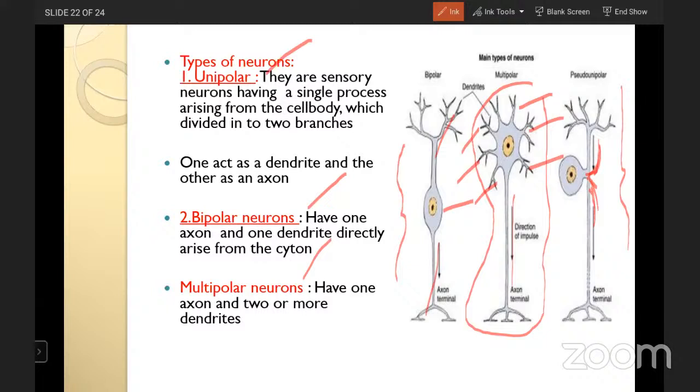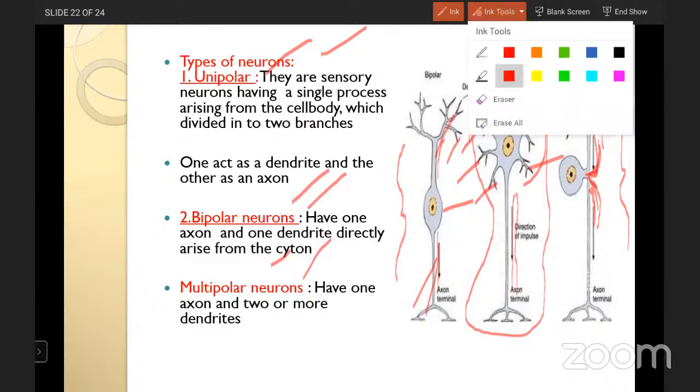According to their structure, we group the neurons into three types. One is the unipolar, second is the bipolar, and third is the multipolar. Uni means from the cell body, the process is single but divides into two branches, one is the axon and one is the dendrite. Bipolar means from the cell body itself, two branches directly arise, one is the dendrite portion, another one is the axon. Multi means having only one axon but a number of dendrites. So these are the types of neurons. Got it?